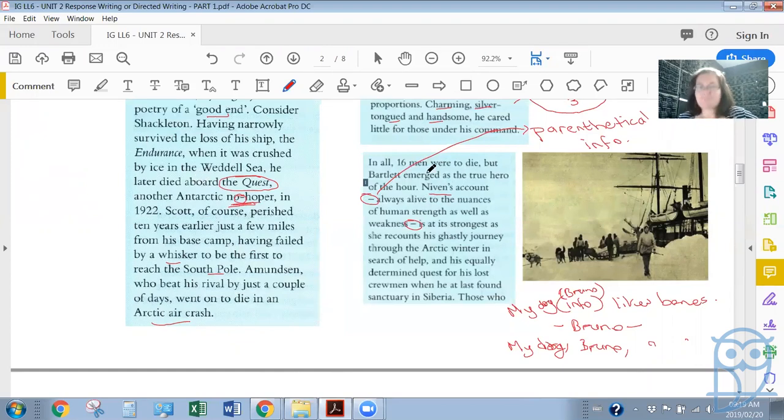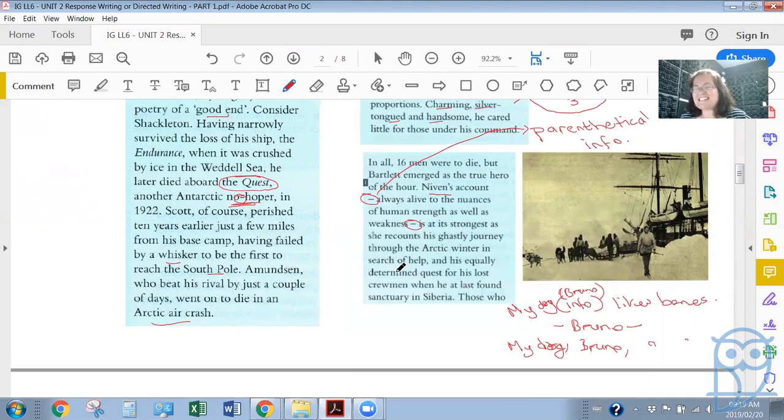So let's continue. Niven's account, always alive to the nuances of human strength as well as weakness, is at its strongest as she recounts his ghastly journey through the Arctic winter in search of help, and his equally determined quest for his lost crewmen when he at last found sanctuary in Siberia. And then it continues on to finish.